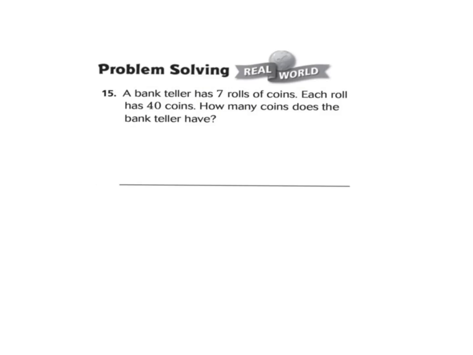All right, we're going to take a look at a story problem. Number 15, follow along with me. A bank teller has 7 rolls of coins. Each roll has 40 coins. How many coins does the bank teller have? I know that this keyword is telling me to multiply. So I'm going to multiply 7 times 40.